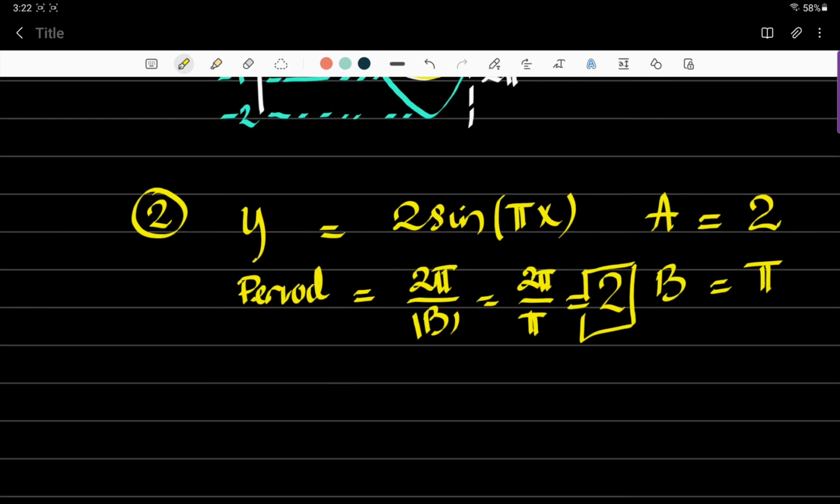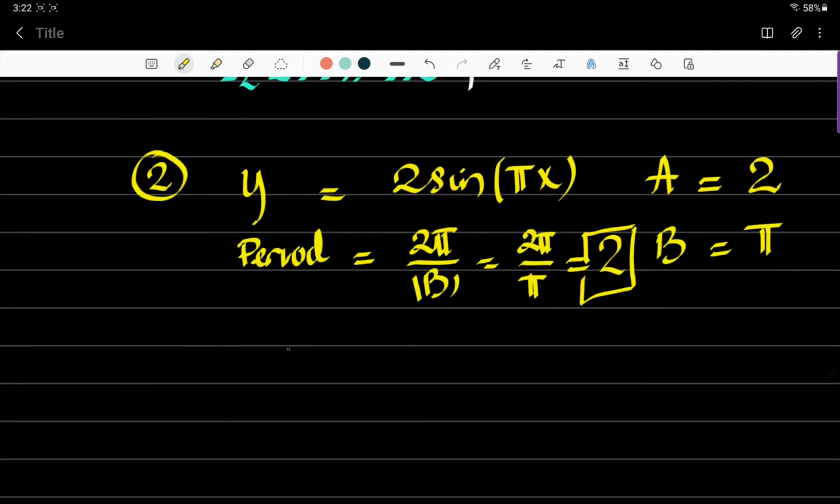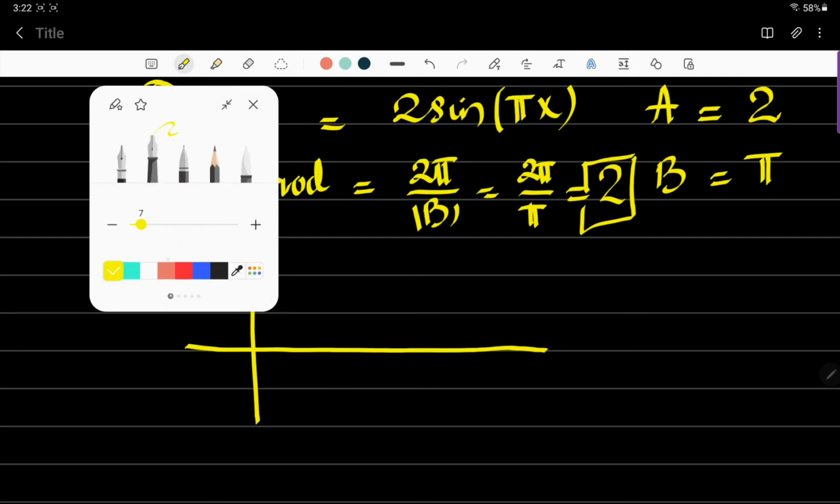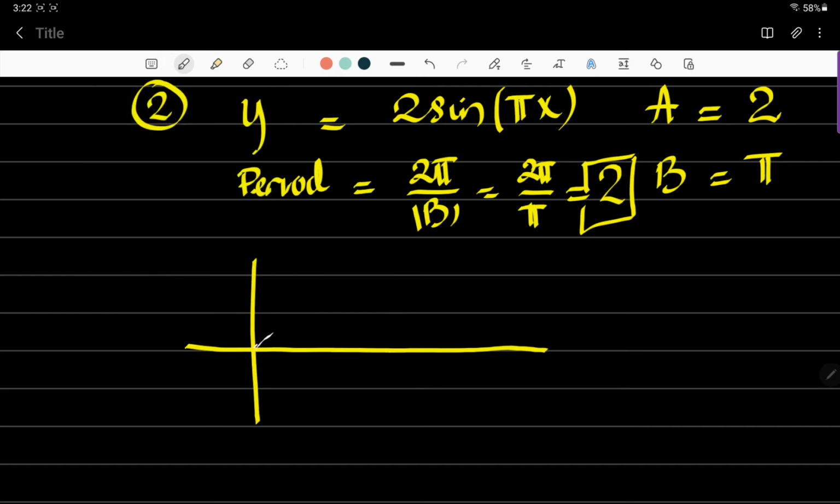Okay, let's draw this. Initial is 0. Final, you already know. Both have the same original, so let's start with the white color, the original function. This is my original.